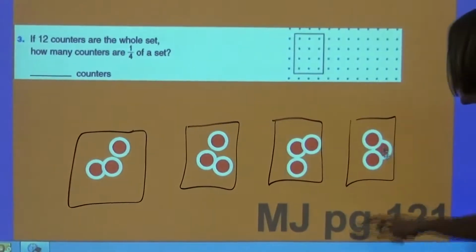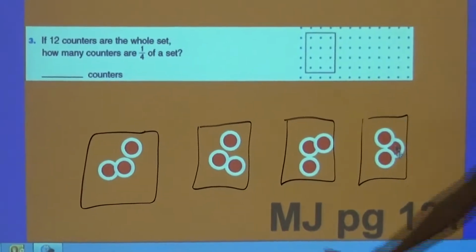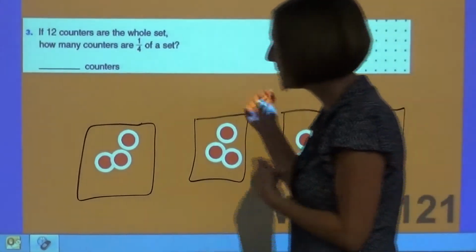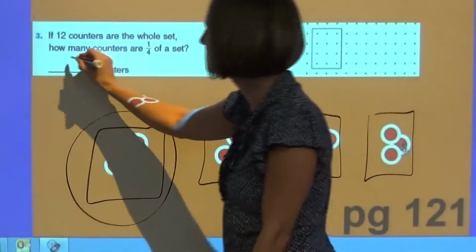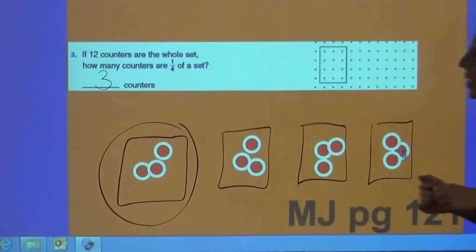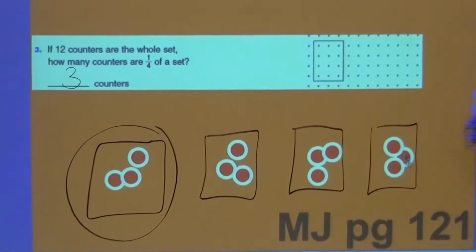So now the question asks, what is 1/4? So now I have 4/4. But if I just focus on this 1/4, I can see that there are 3 counters. So 1/4 of 12 is 3.